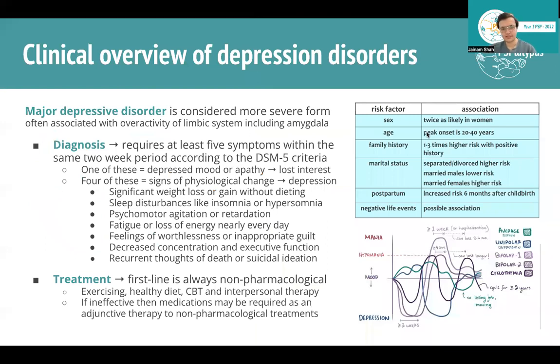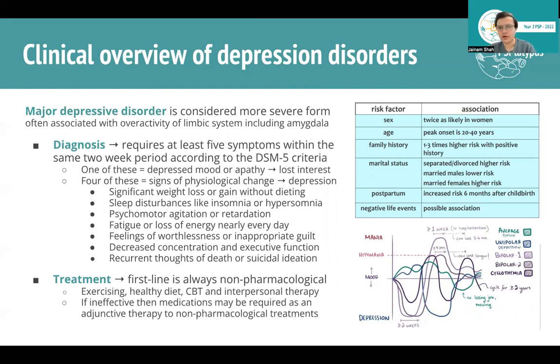So, firstly, in order to understand why we use antidepressant medications, it's a very good idea to know what clinically diagnosed depression actually means. Now, the most severe form of clinical depression is known as major depressive disorder, and it's often associated with overactivity within the limbic system, the emotion system that includes the amygdala.